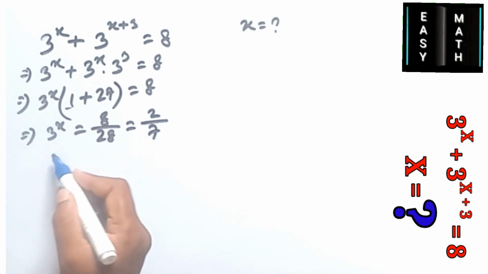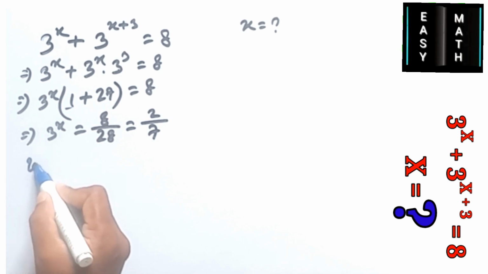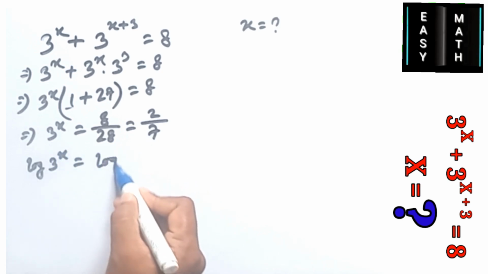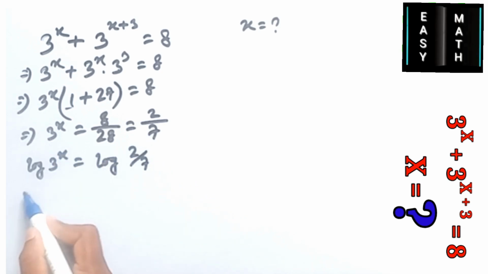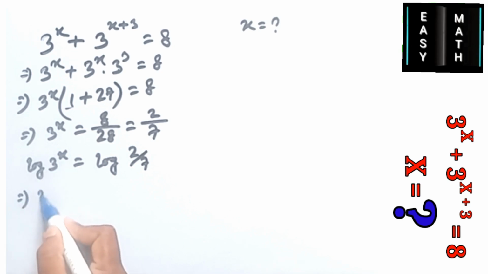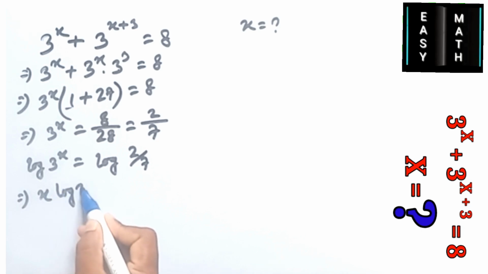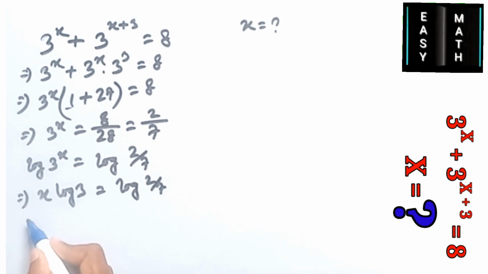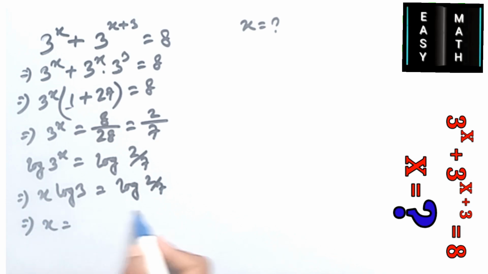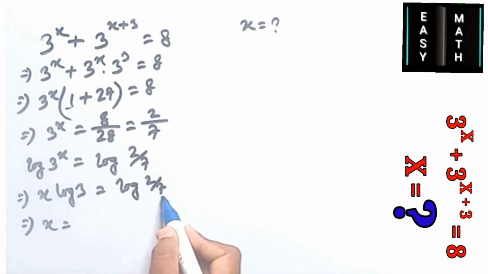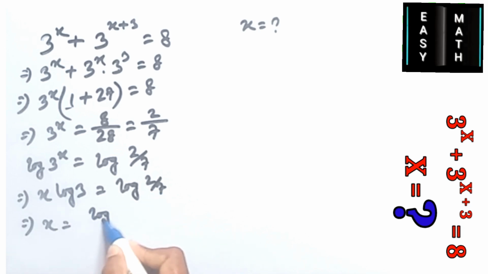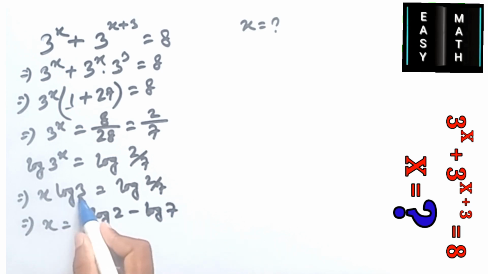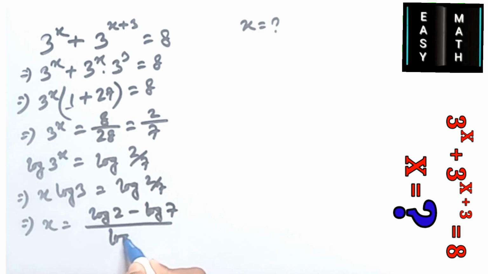And now take the log, so log 3 to the power x is equal to log 2 by 7. So there x log 3, this is the log 2 by 7, and so x value is log 2 by 7, which we can write as log 2 minus log 7, and log 3 is divided here.